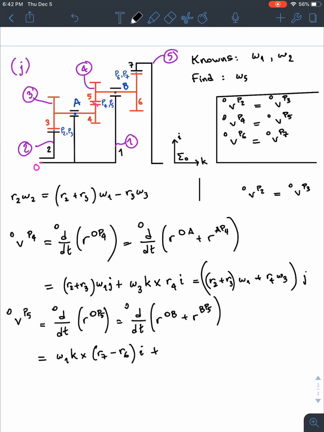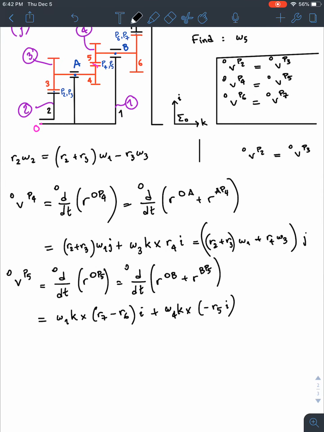Plus the derivative of the position vector from B to P5. That position vector is fixed on the fourth rigid body, which is the rigid body that carries gears 5 and 6, right? So that's going to be omega 4 in the k direction cross B to P5. This distance is R5 and the direction is minus i, so it's going to be minus R5 in the i direction. So the result is R7 minus R6 times omega 1, minus R5 times omega 4, all in the j direction.